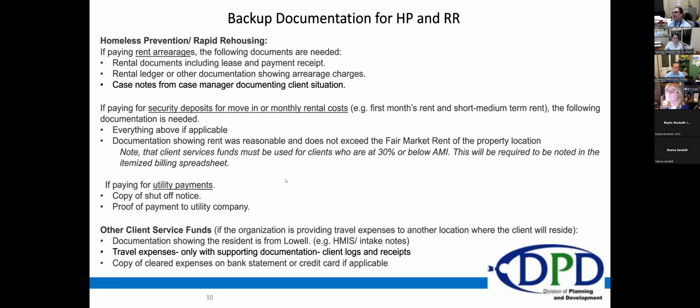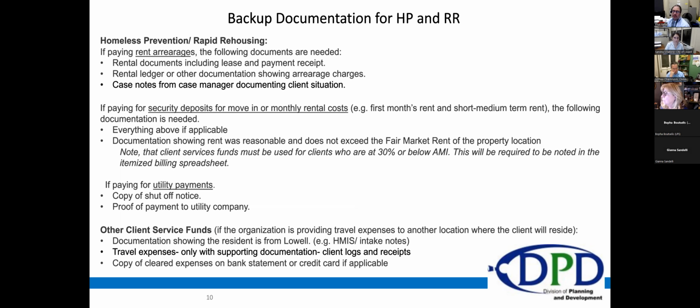For backup documentation purposes, I definitely wanted to make sure you guys know what you will be into. For rental arrearages, if you do provide that, we would need the lease and/or something from the landlord or the court system showing how much they are behind. It would be better if we could get a rental ledger, but I know if it's a mom and pop landlord, they might not have that, but a letter would suffice showing how much they're owed.